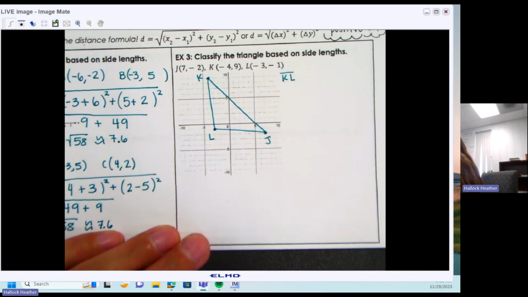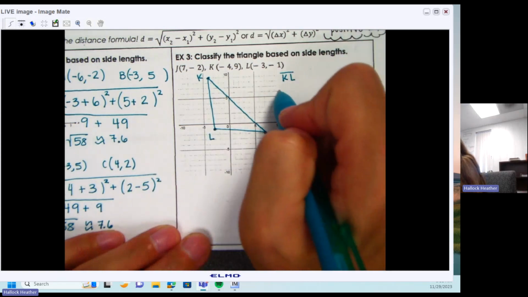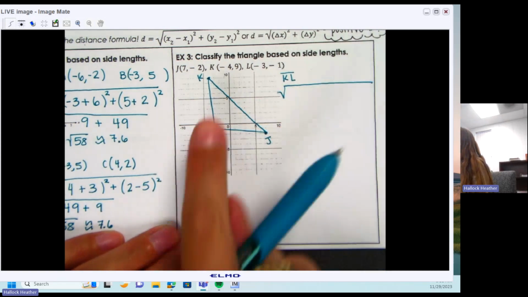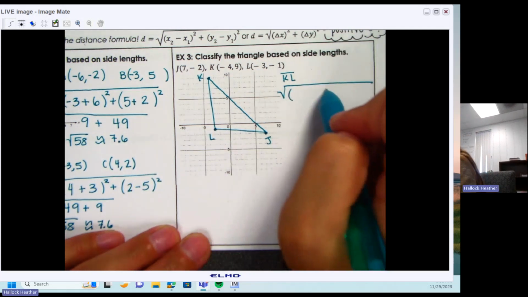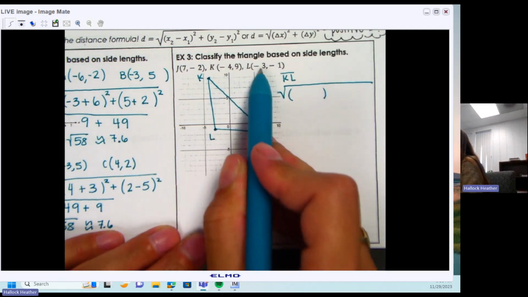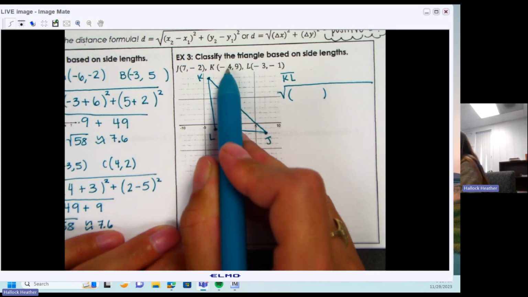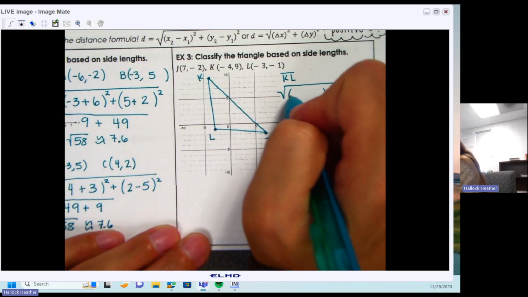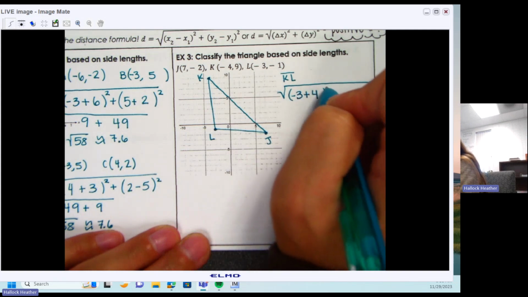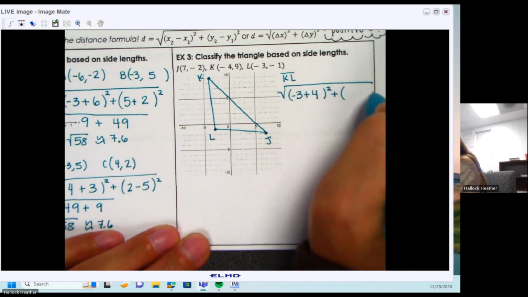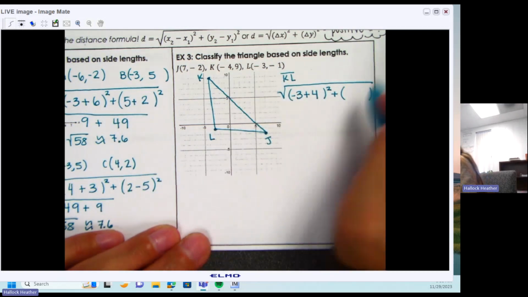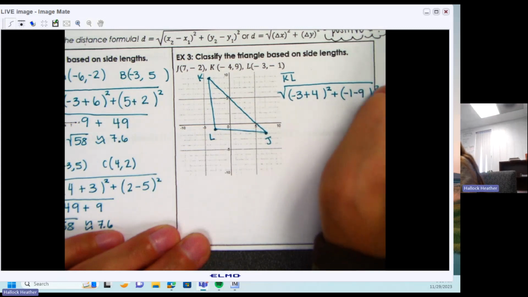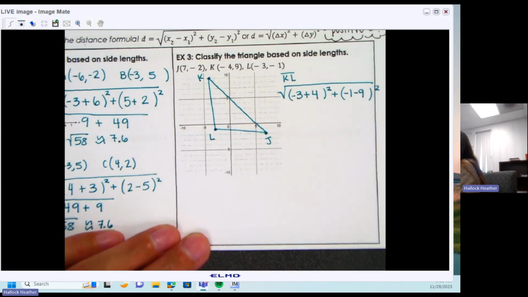You could rewrite it if you want to. I'm not going to because it's right there. So I'm just going to plug in my numbers. I'm going to use the middle coordinate and the last coordinate. I'm subtracting my x's and I'm subtracting my y's. So if I do -3 minus -4, I'm subtracting a negative, so it's going to make a plus. So I have -3 plus 4 to the power of 2. And then do the same thing with the y's: -1 minus 9 to the power of 2. And then simplify. PEMDAS for life.